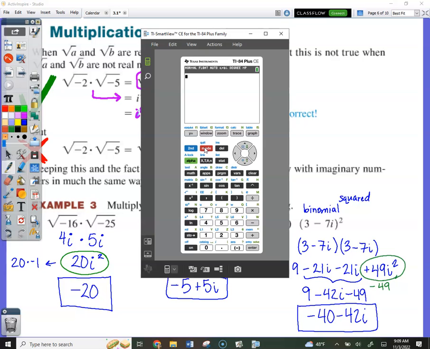Now I want you to type the square root of negative 16 times the square root of negative 25. You will notice your calculator no longer gives you an error. Now it actually does it.